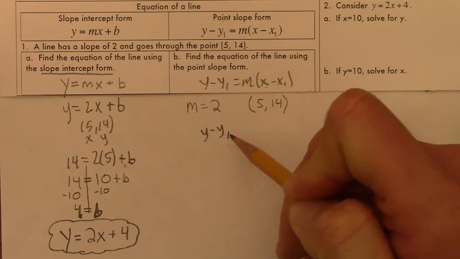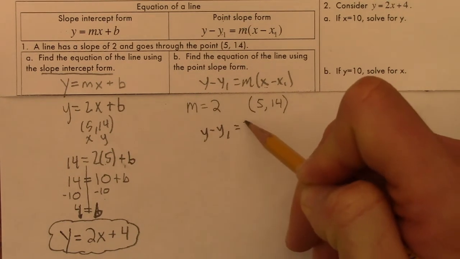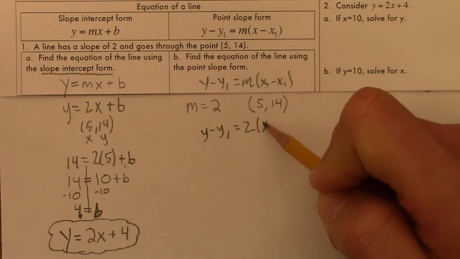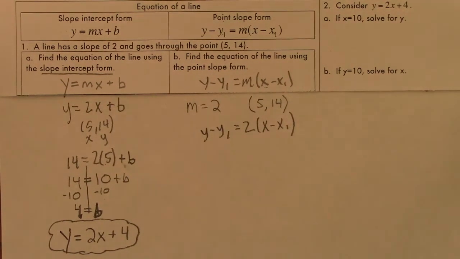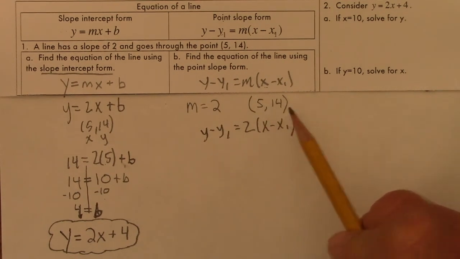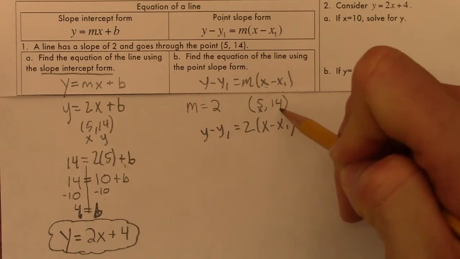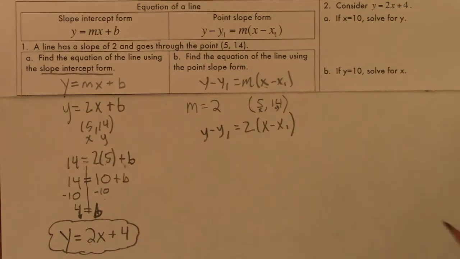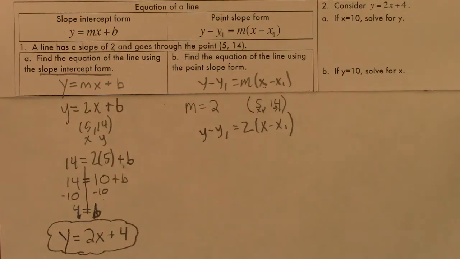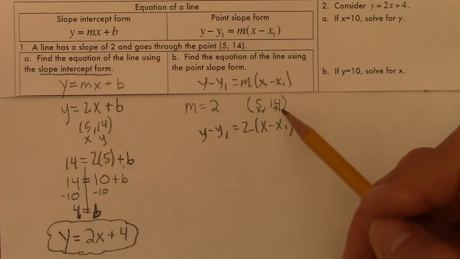Yep. y minus y sub 1 equals the m, so plug in the 2, just like we did on the slope-intercept problem. And then x minus x sub 1. So we've plugged in the slope. Got it. And I love how you wrote our other ingredient right here, 5, 14. That's x, that's y. And it's the x sub 1 and y sub 1. That sub 1 is really important, so that you don't write it in the wrong spot. So the 5 is the x and the y is 14, yeah.